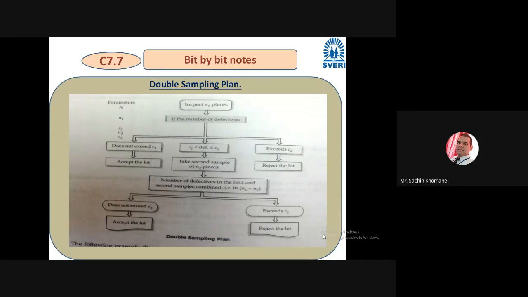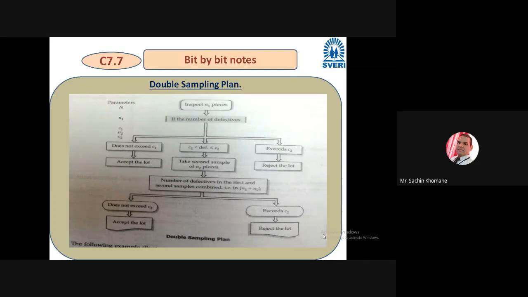If defects are more than C1, you don't reject immediately. What did we do in the earlier case? You have to wait. You have to take the second sample. So this is one step. What is the third step? If it is exceeding C2 in the first sample itself, you know the values of C1 and C2, reject the lot immediately. At the first stage C2 was exceeded, so reject the lot. But if defects are more than C1 but less than C2, then you have to go for the second sample. A second chance should be given here, right?